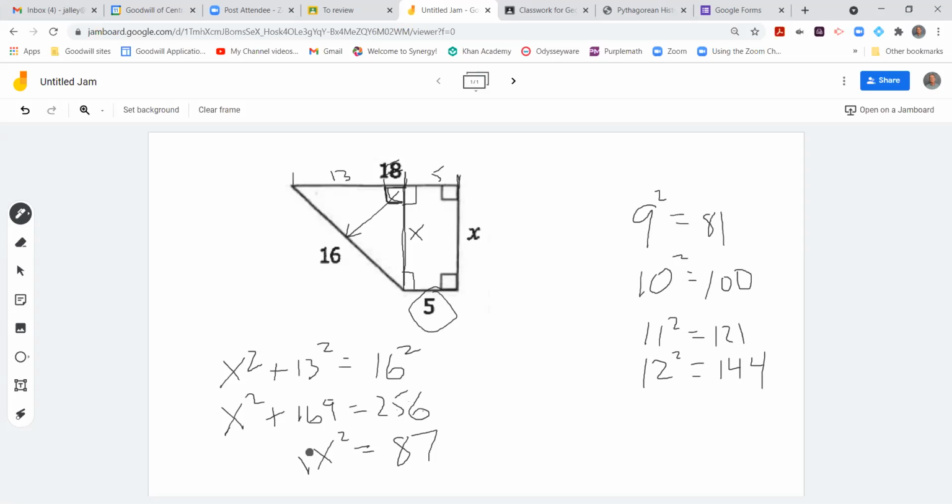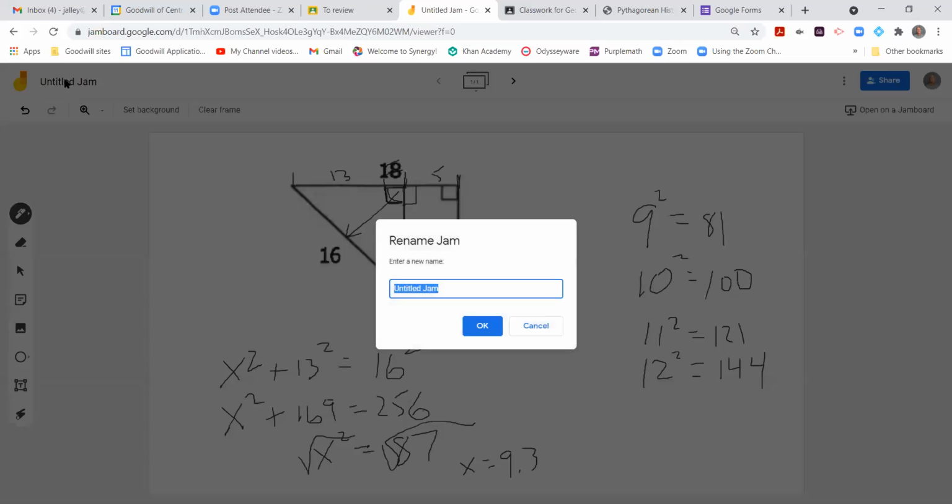So now I've got x squared equals 87. I know my answer is going to be somewhere between 9 and 10. So x equals 9.327, about 9.3. Huh. It doesn't really look like it the way that it's drawn, but I'm going to have to trust it because that's the way it calculated out. Anybody have questions about that?